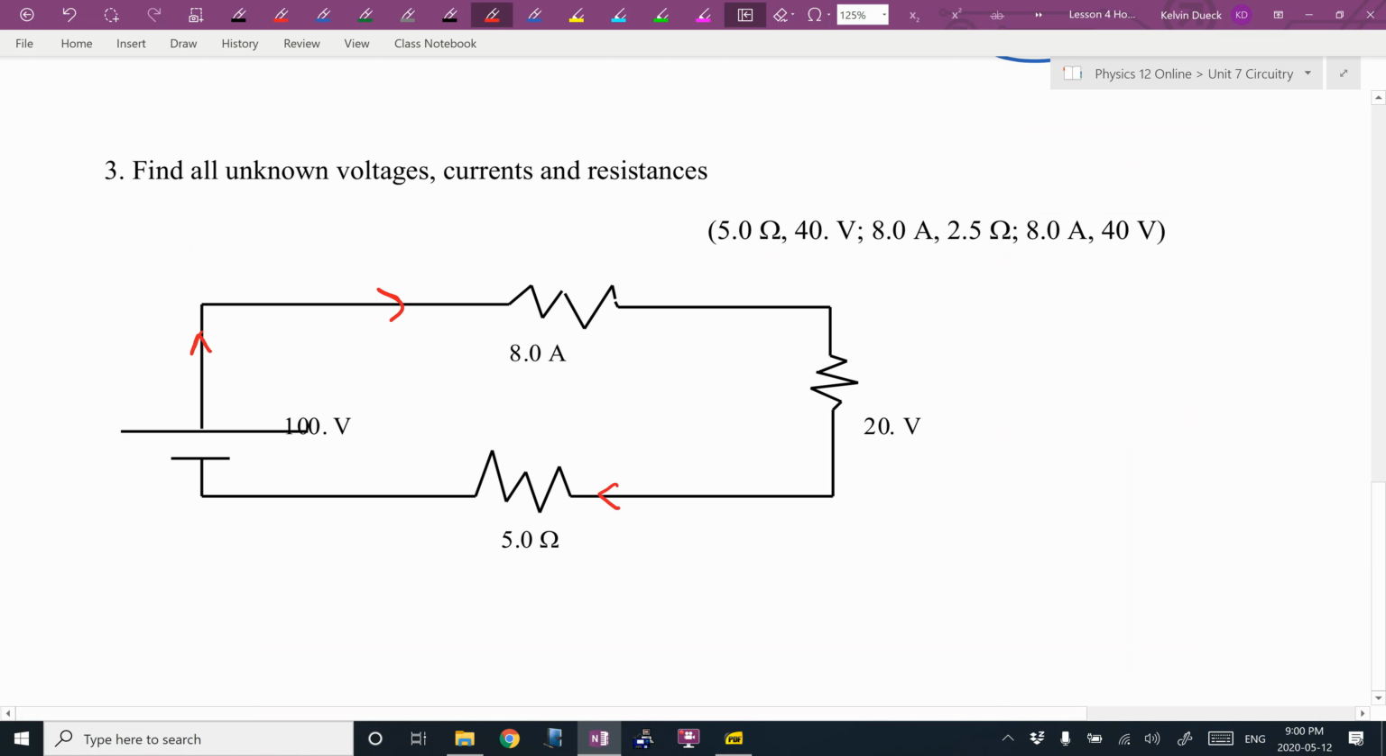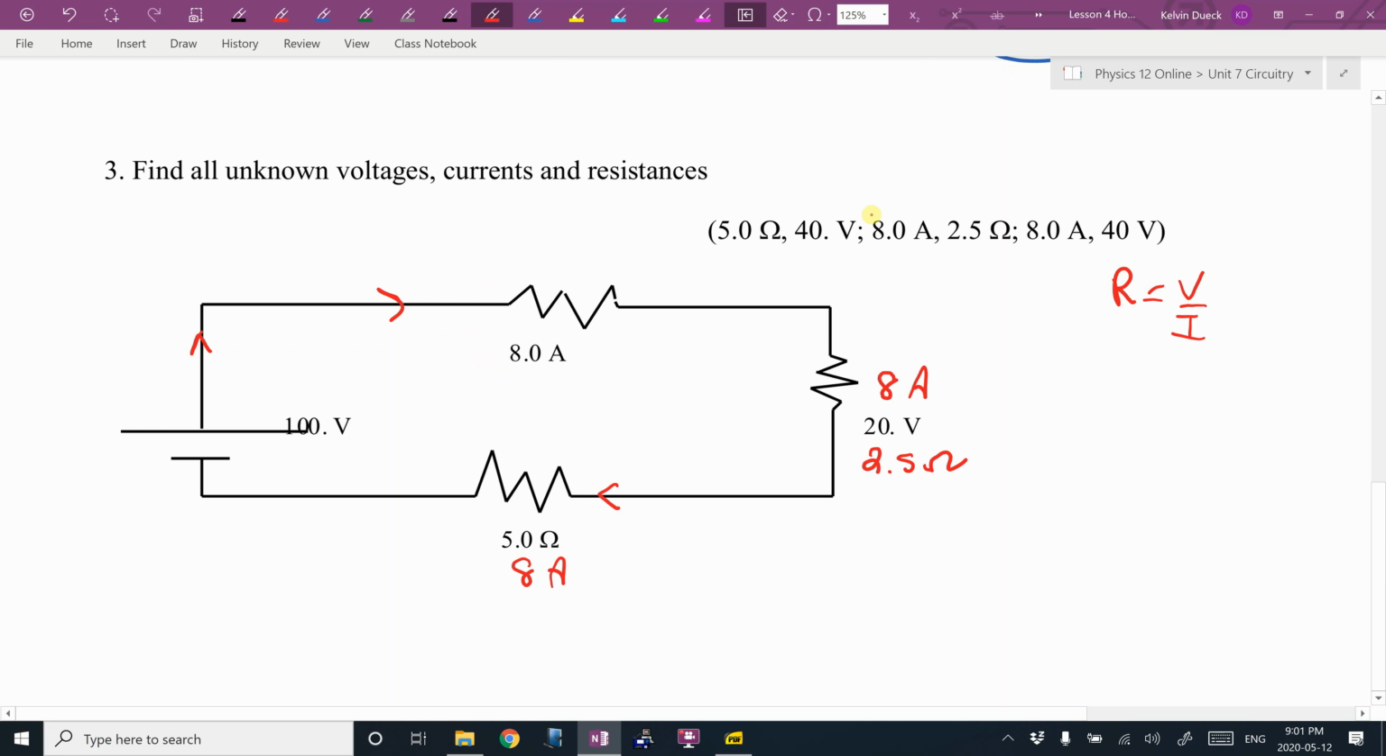Well, 8 amps, so that must mean this is 8 amps. So that must mean that this is 8 amps. Knock, knock. I know two things. I can tell you the resistance. R is V over I. So it's going to be 20 divided by 8, which is the same as 10 divided by 4, 5 divided by 2. This is 2.5 ohms.